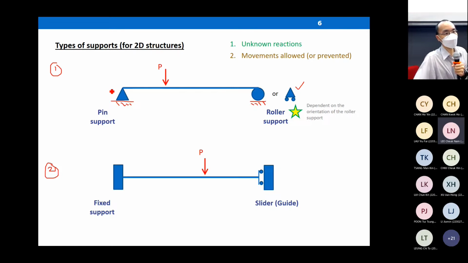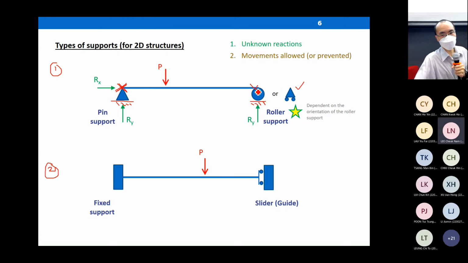How many reactions at pin support? 2, right? Pin support, by definition, prevents all translational movements. That means the structure cannot move up and cannot move horizontally at this point. This is the definition of pin support. So in this sense, we should have some restraints to prevent the movement applied at this point. Restraint means we have reactions. We have horizontal reactions and vertical reactions to prevent this point from moving up, down, left, or right. Okay, we have two reactions at pin support.